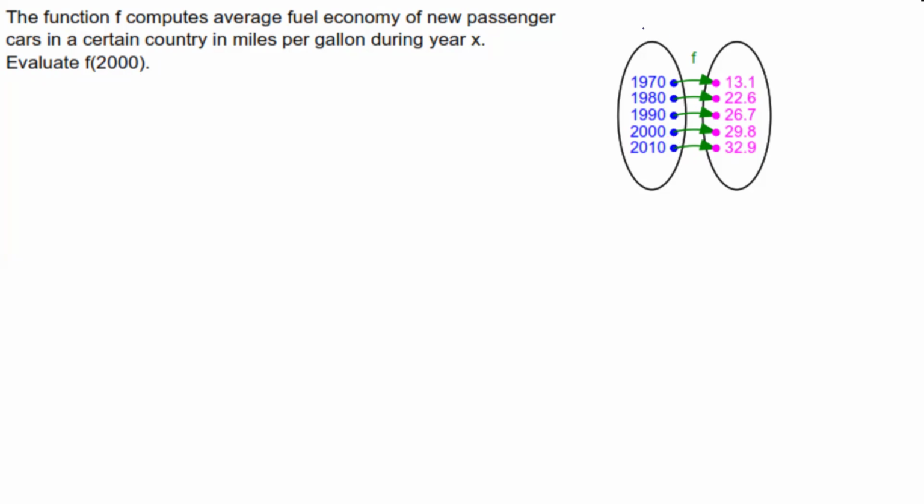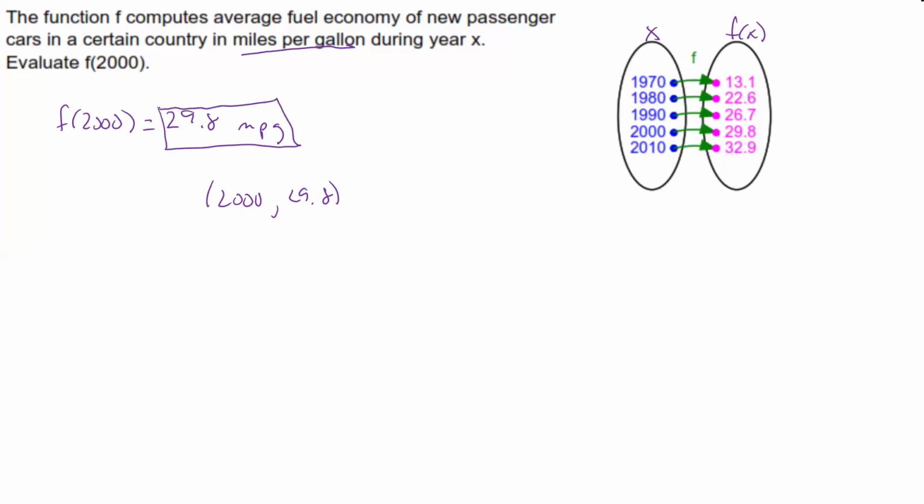Okay, well, these are x's, and this is our f of x. So at 2000, it looks like we go over here to 29.8. So f of 2000 is equal to 29.8, and our units is miles per gallon. Okay. So, that's what it would be. Or, if we have our years and then 29.8, if we want ordered pairs. So the key thing is we get 29.8 miles per gallon in the year 2000.